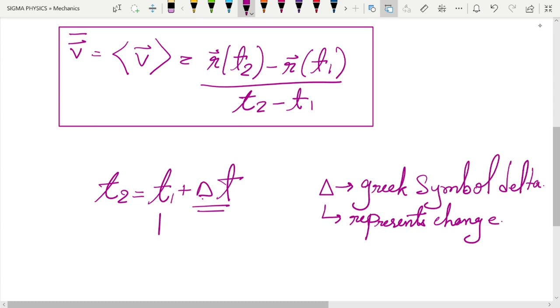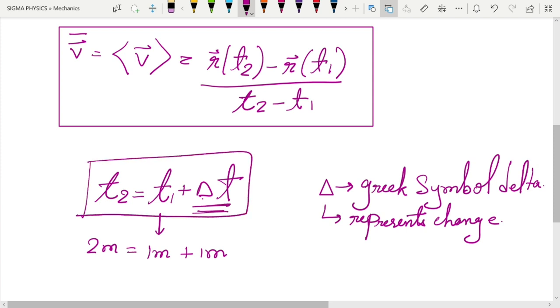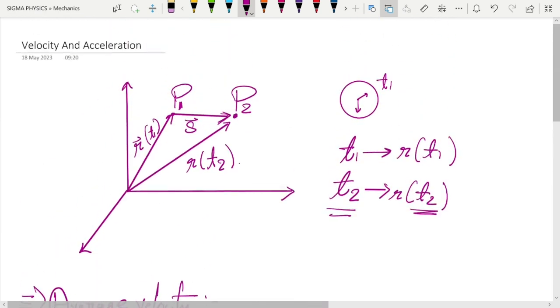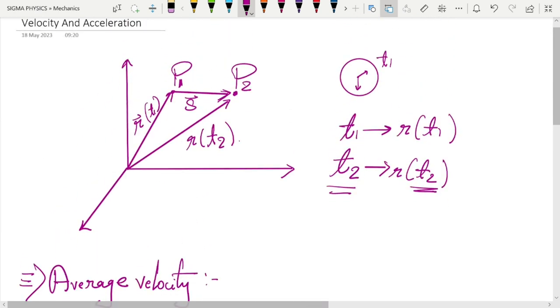So let's say T1 was on your stopwatch. If you have a stopwatch, then T1 was 1 minute. And delta T is, let's say, another 1 minute. Then T2 would be 2 minutes. So you can represent any time like this, which is T1 plus some delta T is equal to T2, which means that if the body at T1 was at P1, then after some time delta T, it has moved to P2. So that just represents the time required for the body to move from P1 to P2.